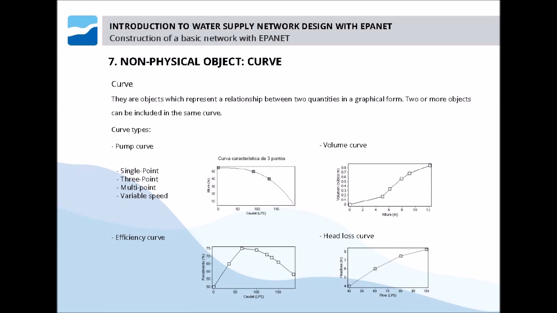With EPANET, we can use the following types of curve: a characteristic pump curve, an efficiency curve, a volume curve, or a head loss curve. The pump curve itself can in turn be defined as a single point, 3-point, multi-point, or variable speed pump curve. We will not go into detail about each of these curves and how to operate with them.